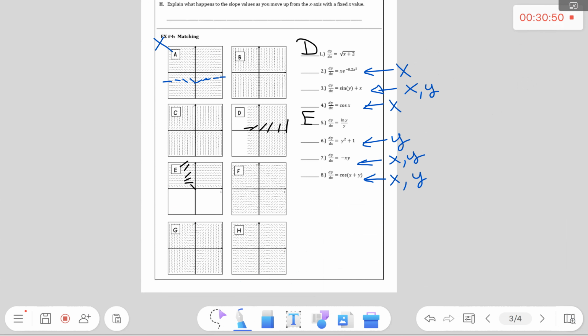What about B? X and Y. X and Y? Looks good. So X and Y. C? Just Y, right? C is 6 by process of elimination. We already figured out C is 6.